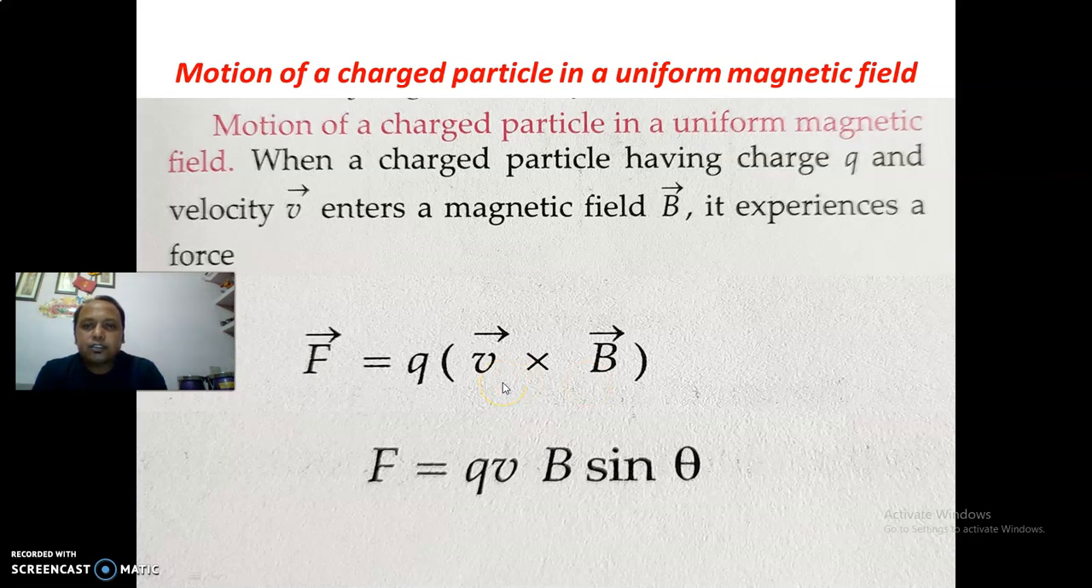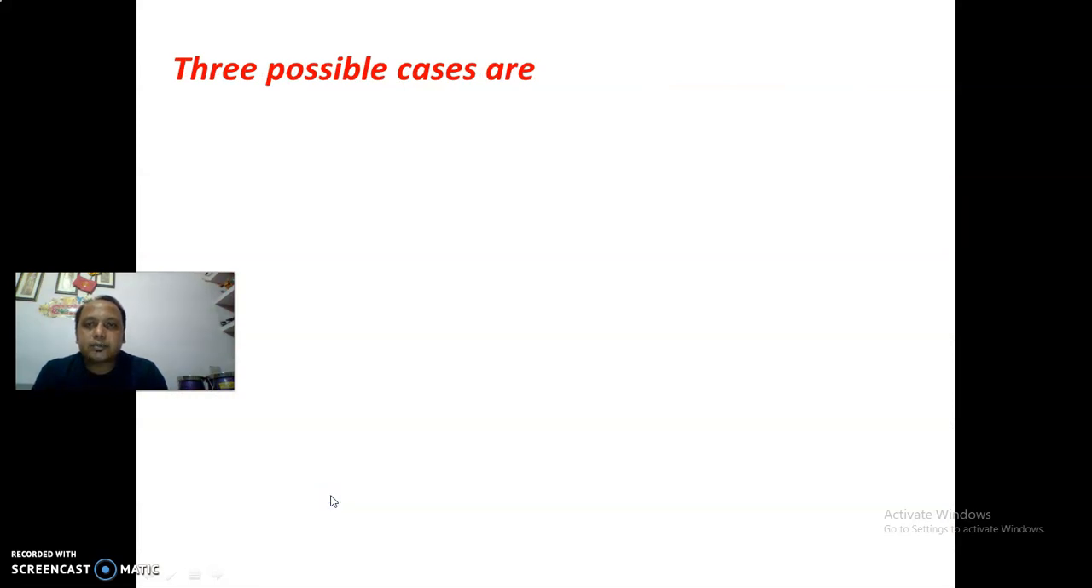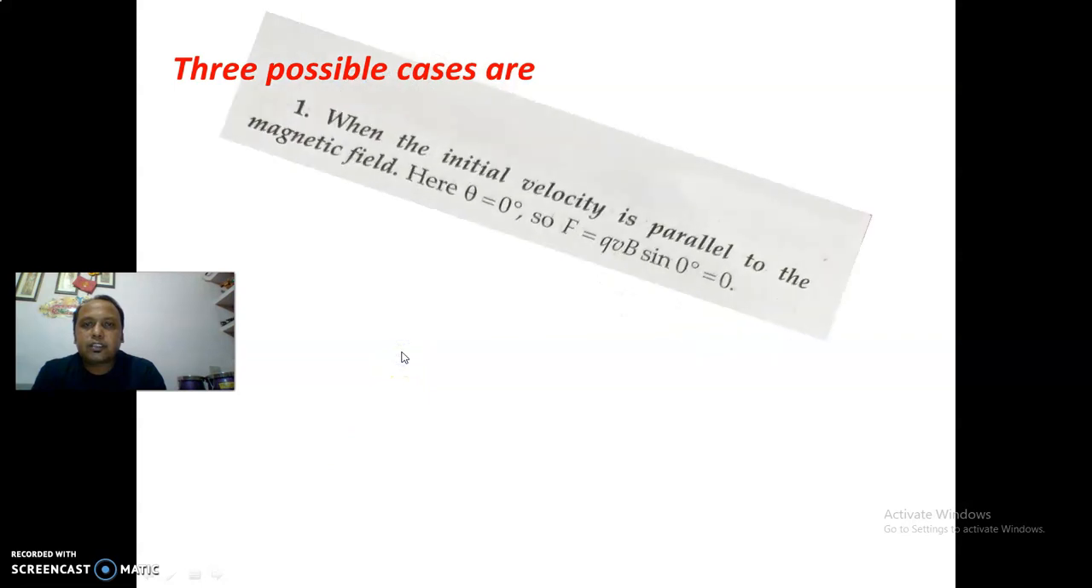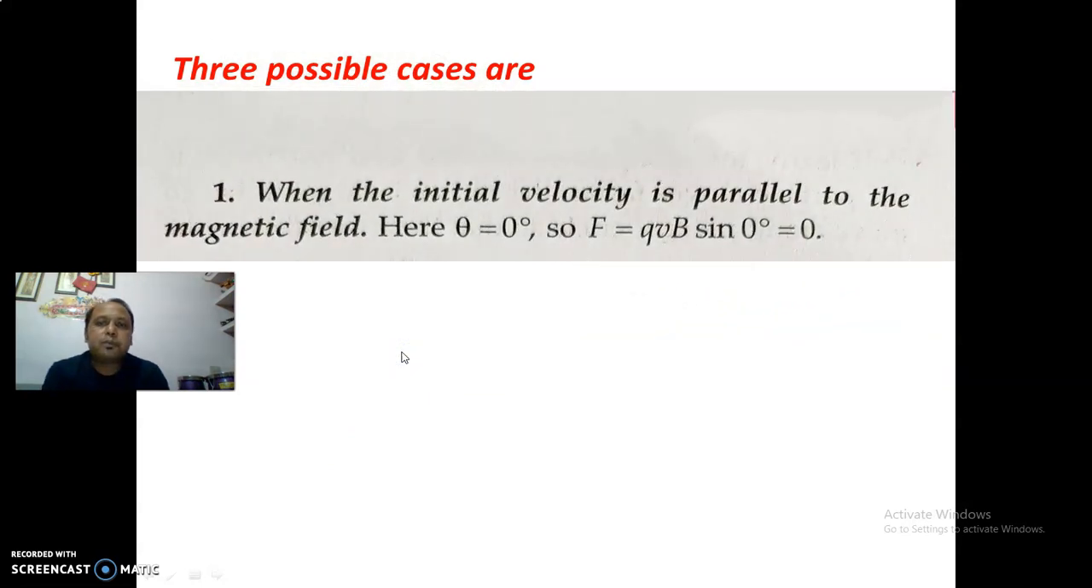Now what we are going to see is, because of the angle which the velocity vector makes with B, that is this value of theta, F will be defined, and accordingly the path of the charged particle will be decided. So there are three possible cases. We are going to discuss them one by one in detail.